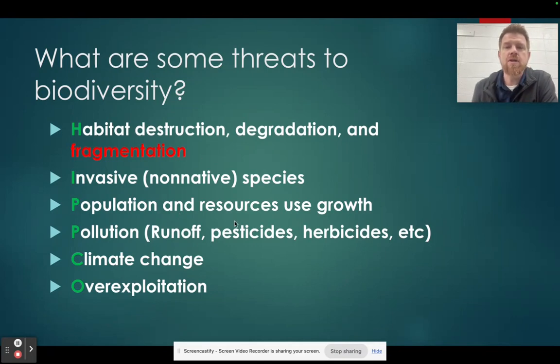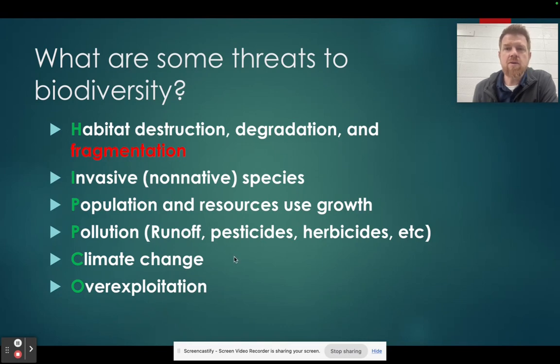Population or resource use growth. So as the human population increases, the amount of stuff we need, space and food and resources, has increased. Pollution definitely can have a factor. All the chemicals and pesticides and things that are put into the environment can kill organisms.